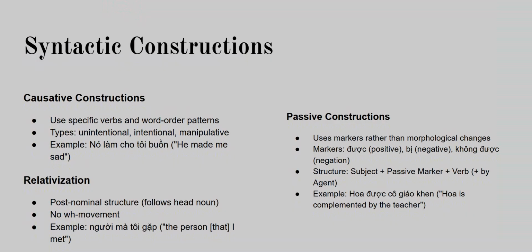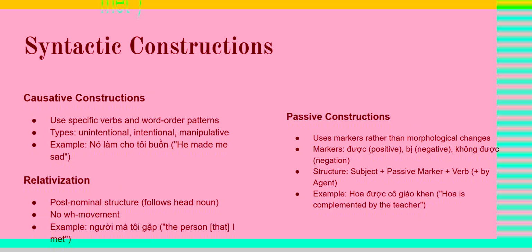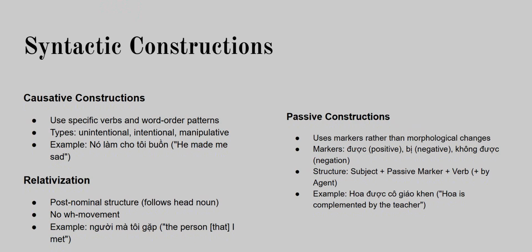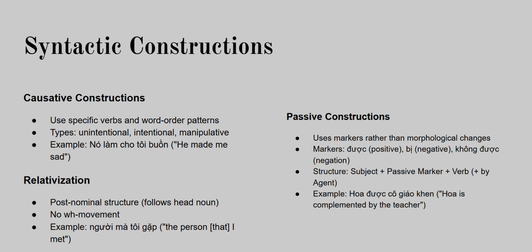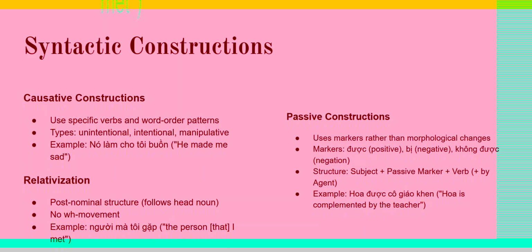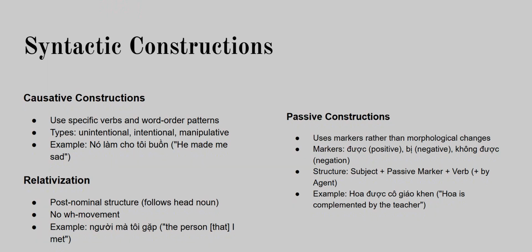If we talk about the syntactic constructions of Vietnamese, we should talk about three types: the relative clause, the causative constructions, and the passive constructions. In causatives, we use specific verbs and word order patterns. For example, "no lam cho toi buon", he made me sad. The three types of causative construction are unintentional, intentional, and manipulative.